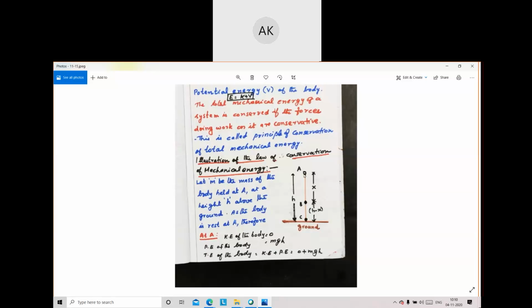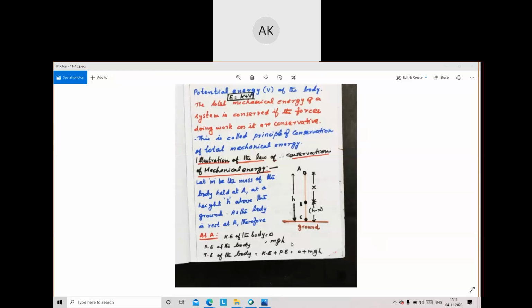A body is held at A, not moving, at a height h from the ground level. Then what will be the potential energy of the body? mgh will be the potential energy of the body. Okay. Then what is the kinetic energy of the body?